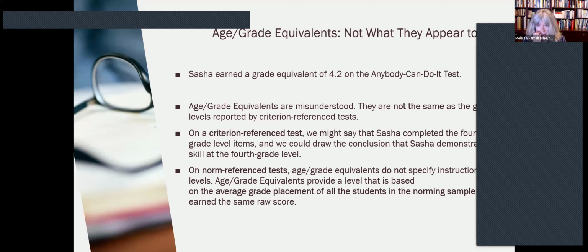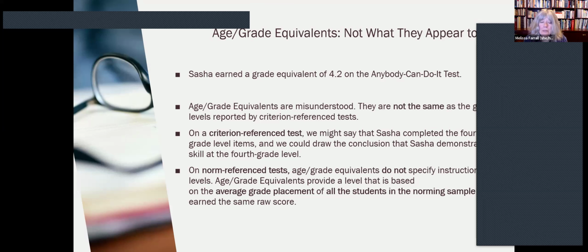Yeah. I mean, let me just say, there's no good that comes from reporting age and grade equivalence, because you're going to upset somebody over what they think it means and not what it actually means. And once again, they're not equal units, so we can't even talk about what it means to go from a 4.2 to a 4.5.